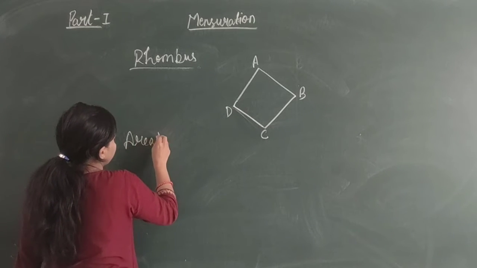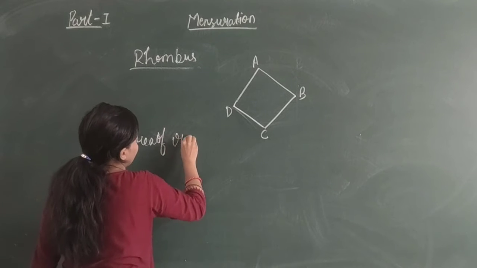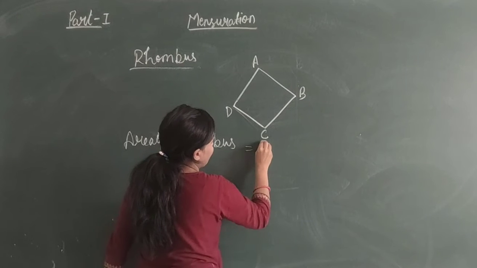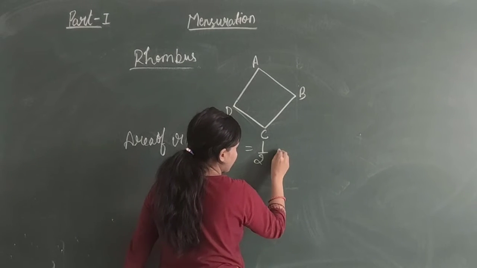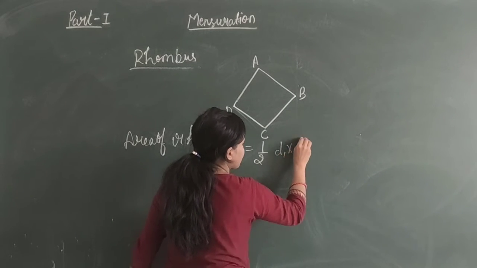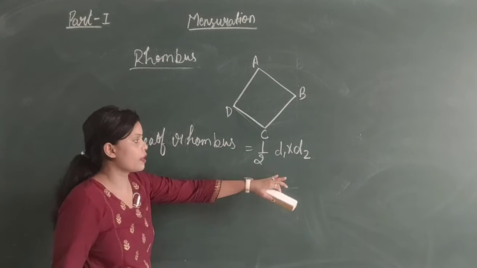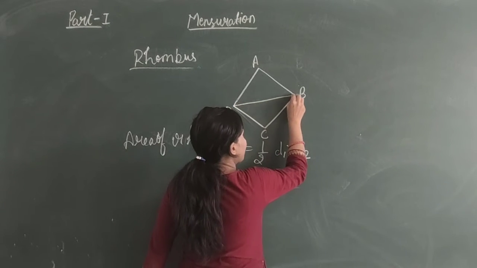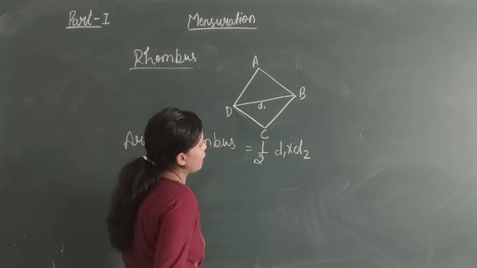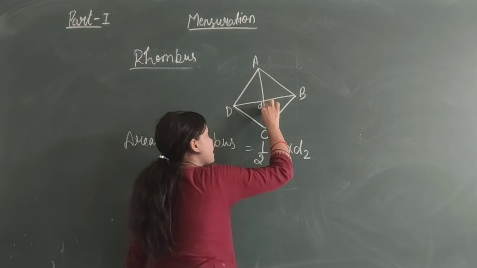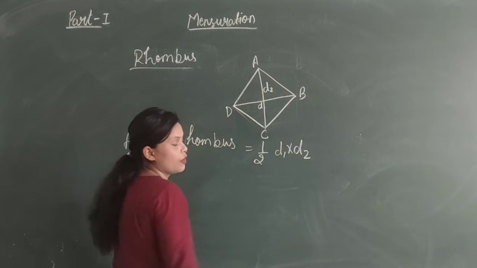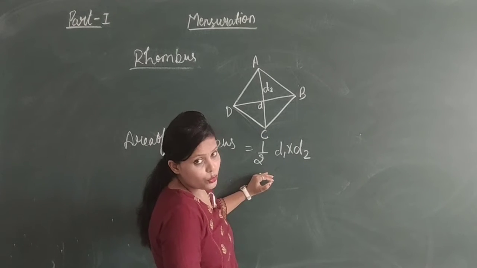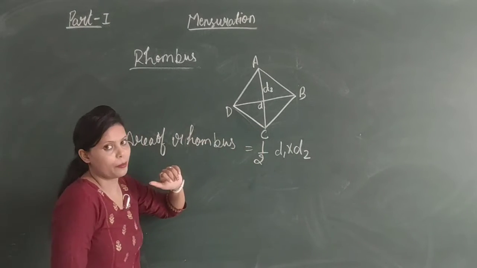Area of rhombus is 1 by 2 D1 multiply D2. Now here what is D1 and D2? D1 is the first diagonal and D2 is the second diagonal. If we multiply the two diagonals and divide by 2, then we will get the area of the rhombus.